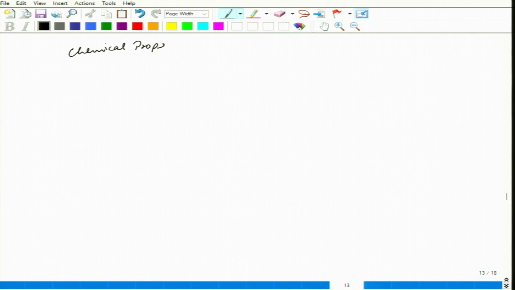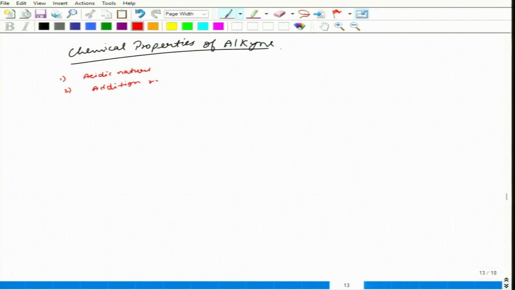So, we were discussing chemical properties of alkyne. What we have studied till now: acidic nature we have studied, and addition reactions we are studying. In addition reactions we have studied the addition of hydrogen, the addition of halogens, and the addition of water.